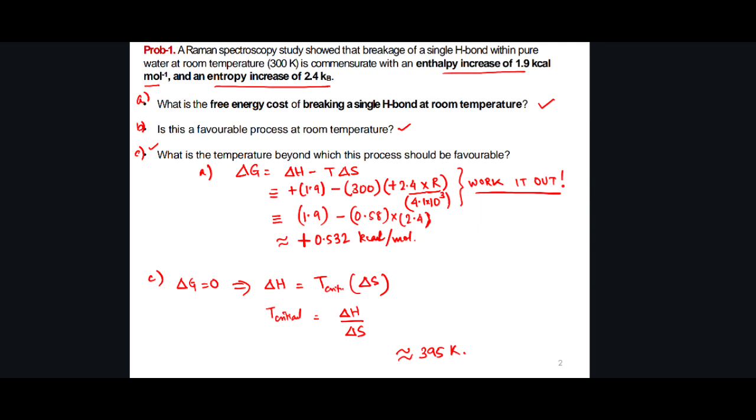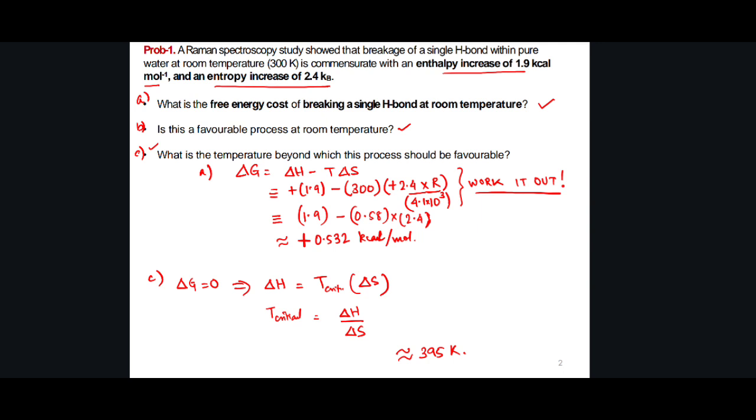Exactly. When my entropy and enthalpy exactly cancel out, below that temperature regime, entropy is not favorable. Above the temperature regime, your entropy should be favorable. So, okay, part C, let's call this A, B, C.